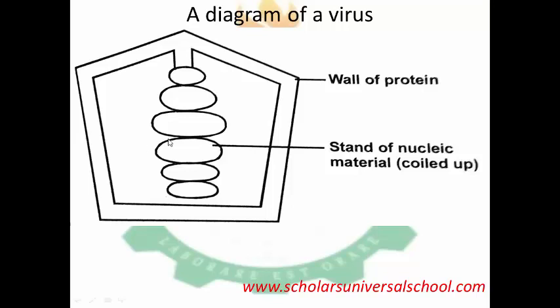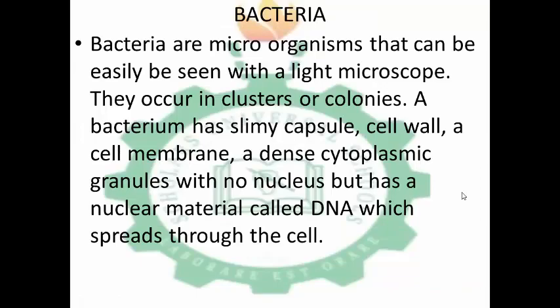And we have the strand of nucleic material. So as I said, the viruses are now differentiated into DNA or RNA depending on the nucleic material present in them. So this one might either be a DNA or RNA, but once you know the nucleic material present in a virus, you say whether it's a DNA or an RNA type of virus. So let's learn the next type of microorganism, which is bacteria.